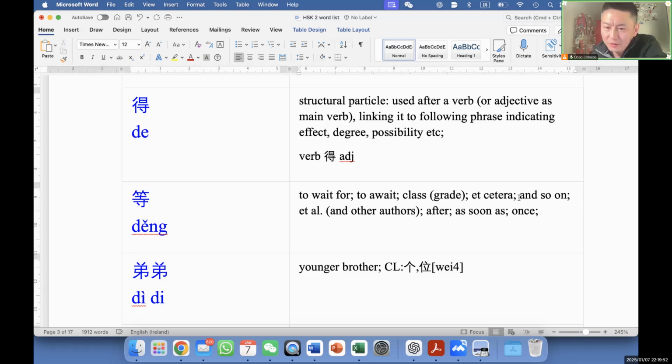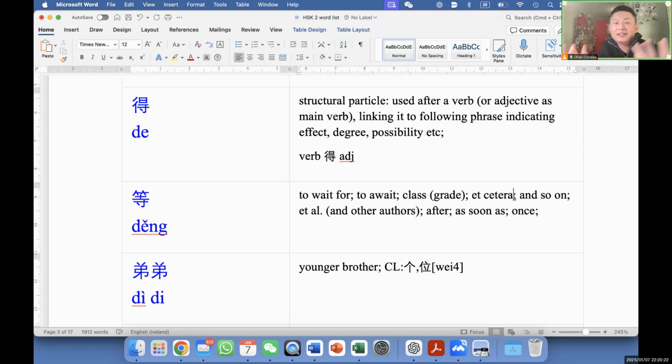Or etc. You can use the word 等. Again, this is not HSK2, but you can use the word 等 or 等等 after a list of things like 我喜欢打篮球、踢足球等运动，对吧？But what's the connection? How is etc. related with wait? Yeah, wait for it. There are more stuff coming. Maybe that's the connection.